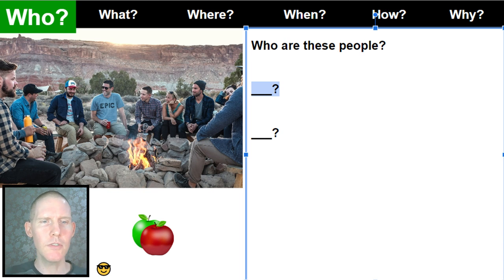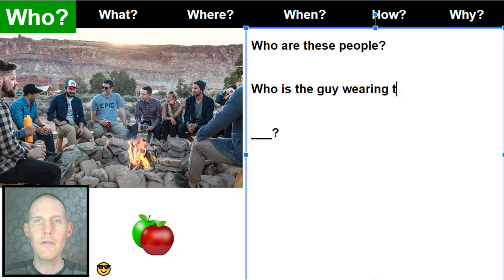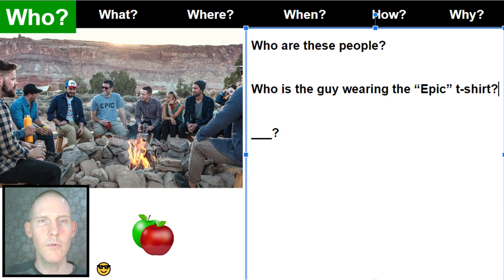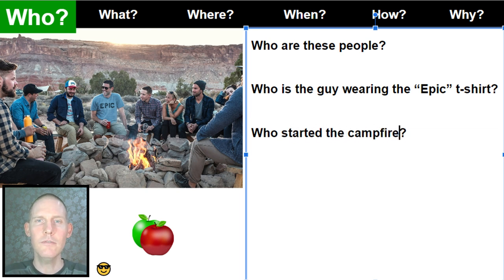All right, so I'm looking at this picture. We could say, who is the guy wearing the epic, oh, I gotta change my keyboard back to English. There we go. Wearing the epic t-shirt. I guess there's a hyphen in there, question mark. We could say something like, who started the campfire so late in the day?